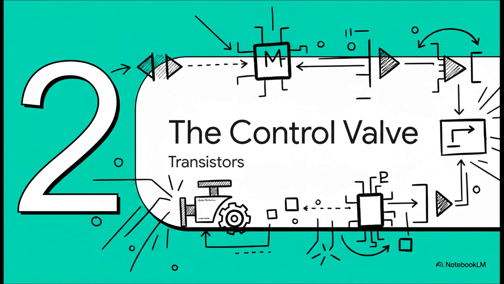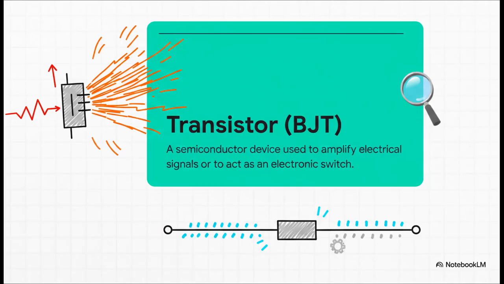If a diode is a simple gate, then the transistor is like a sophisticated control valve. This is where electronics get really, really powerful. We're going to start with what's called a BJT, or bipolar junction transistor. And this thing basically has two superpowers. First, it can take a tiny little electrical signal and amplify it, making it way stronger. And second, and this is maybe the most important part for our digital world, it can act as a super fast electronic switch.